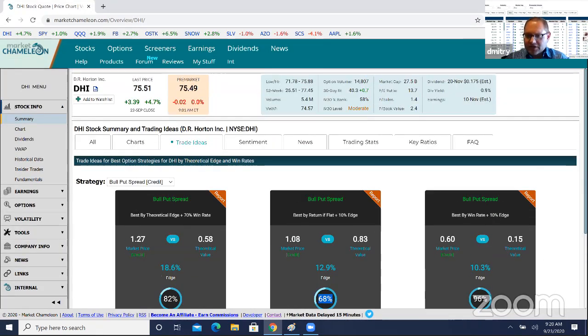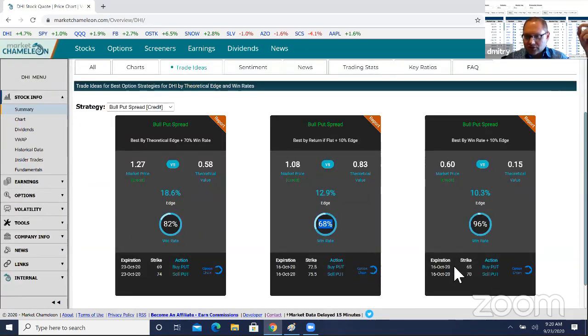Here's an out-of-the-money bull put spread. This one is looking at the October 16th expiration, same expiration. That's selling the 70 put, buying the 65 put for 60 cents. We think theoretically it's worth 15 cents, giving you a 10.3% theoretical edge with a historical win rate of 96%.